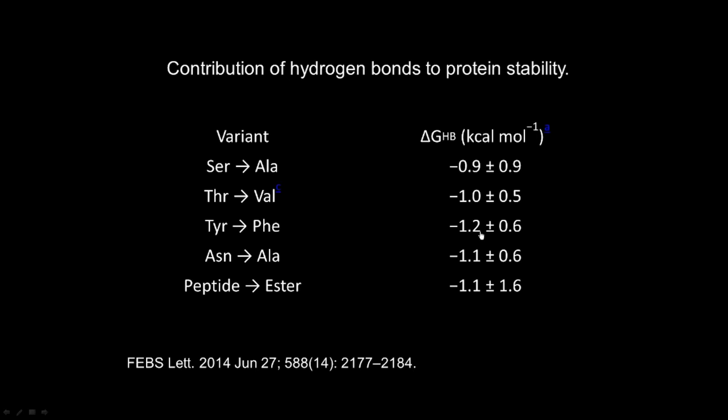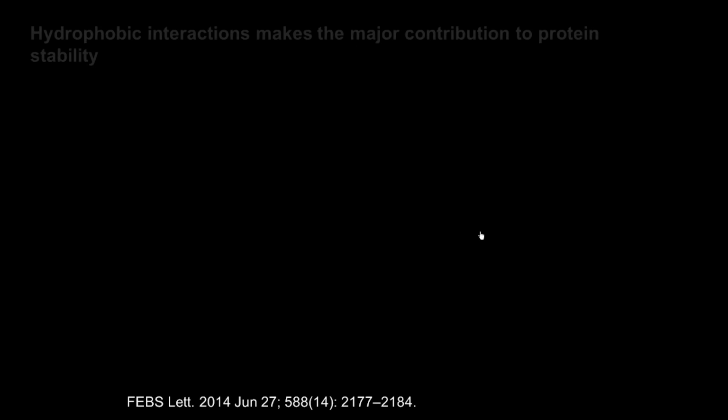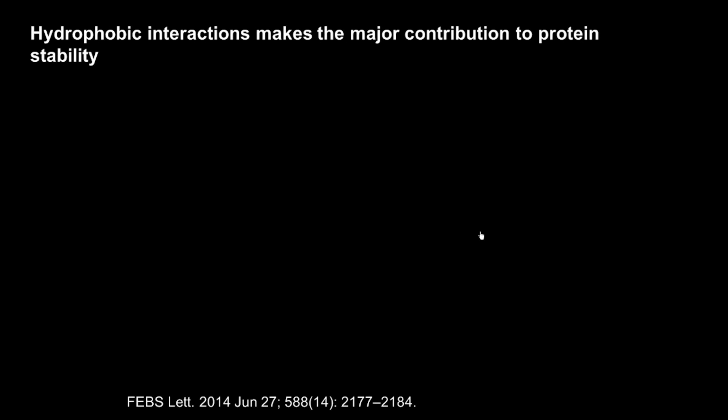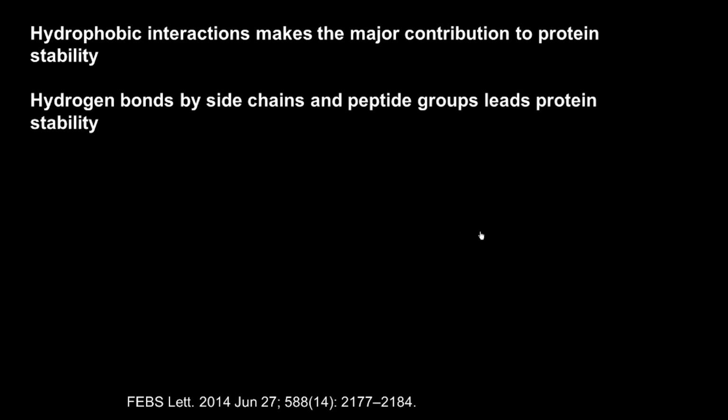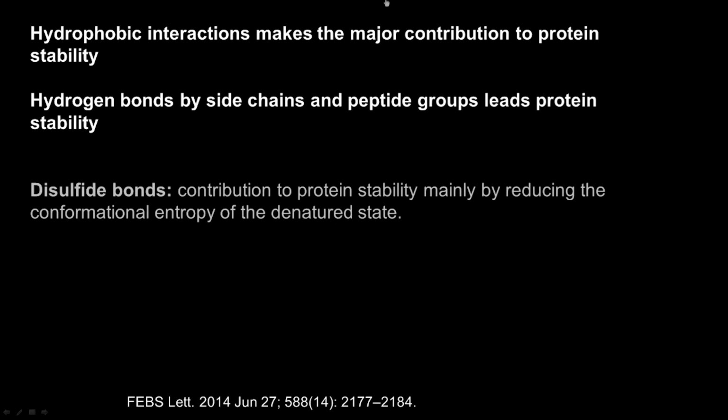So hydrophobic interactions make the major contribution to protein stability. Like I said, the interiors are tightly packed and all the hydrophobic regions are inside. The hydrophilic regions, that is the regions which interact with water, are outside. Hydrogen bonds by side chains and peptide groups lead to protein stability, of course. Disulfide bonds also contribute to protein stability, mainly by reducing the conformational entropy of the denatured state. So it prevents changes in the conformation of the protein.